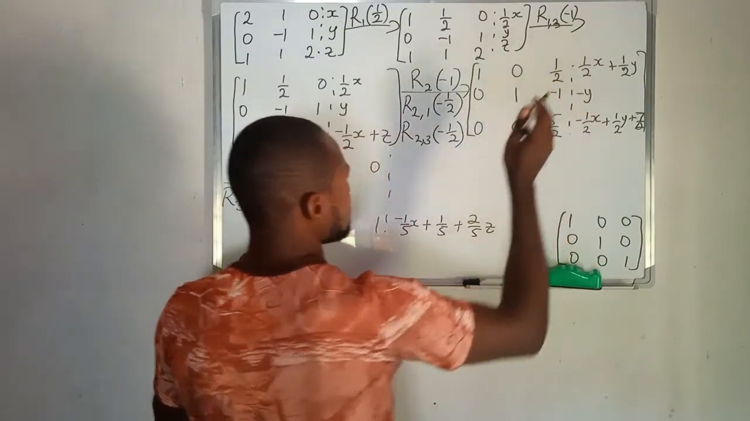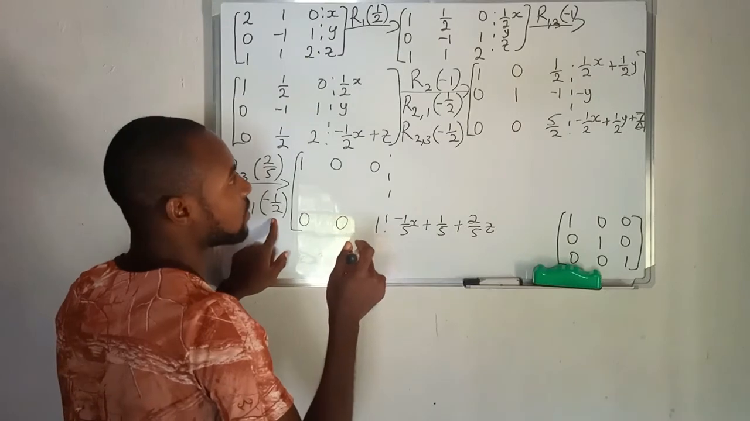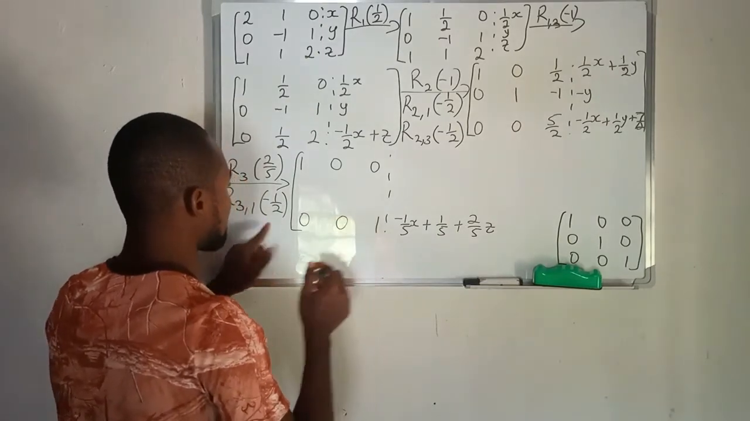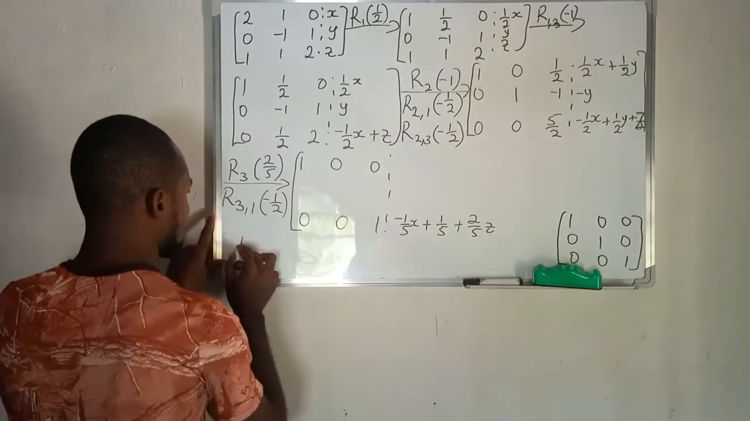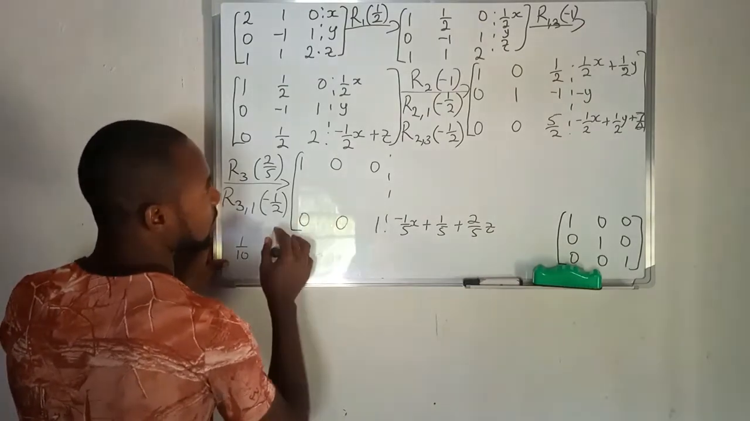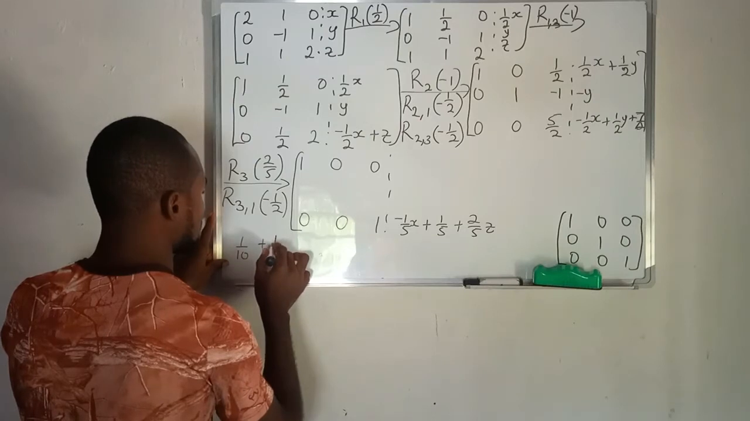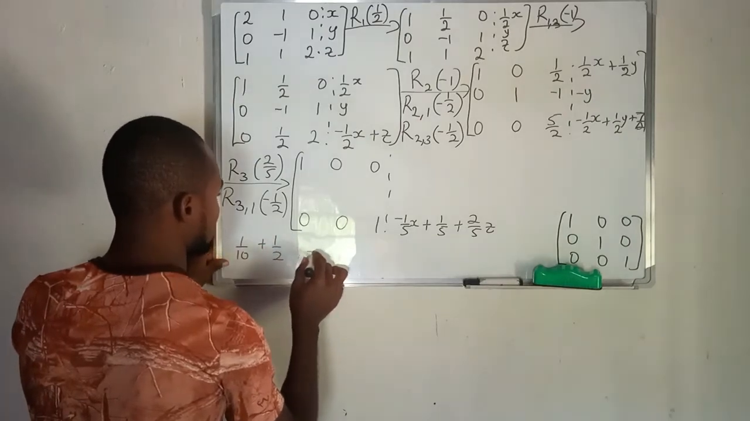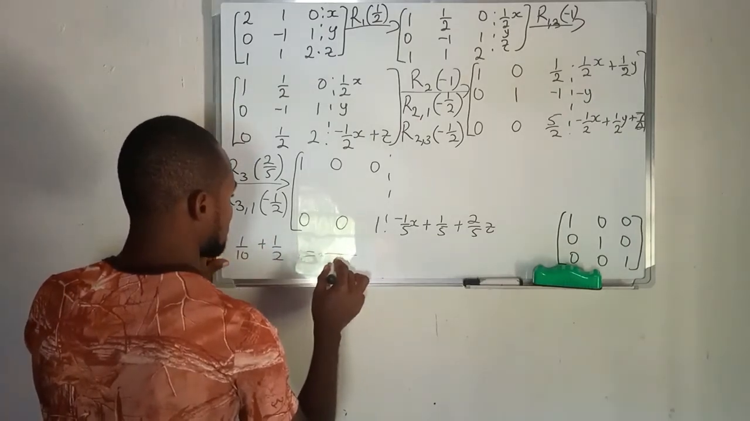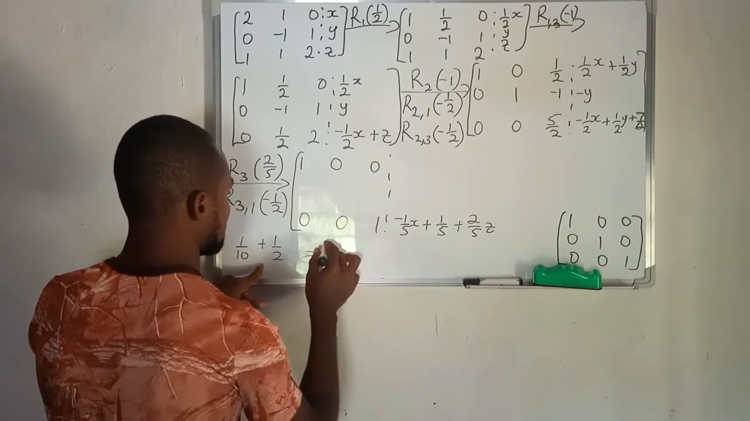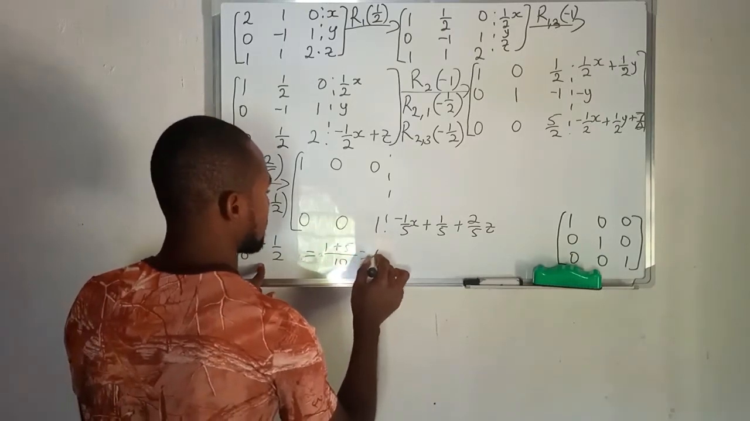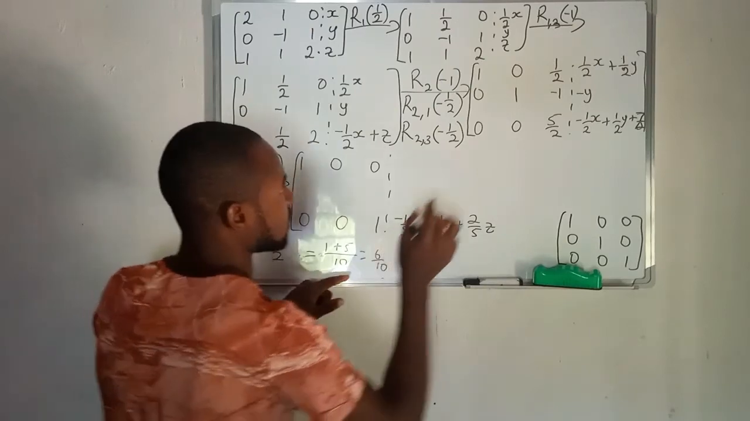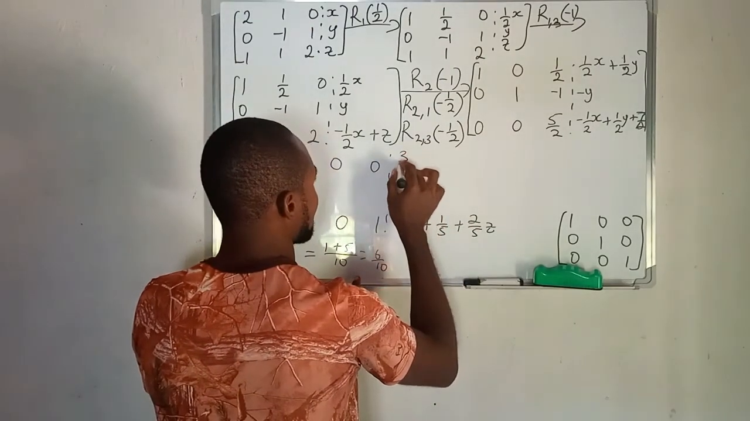I think we'll have, multiplying this, we have 1 over 10, and then plus 2 plus 1 over 2, that means we'll have 10 here, and then we'll have 1 plus 5, and that should give us 6 over 10. And so there we'll have 3 over 5x.